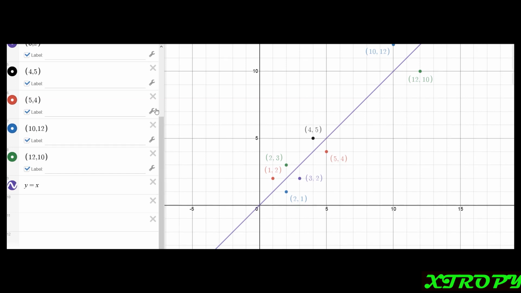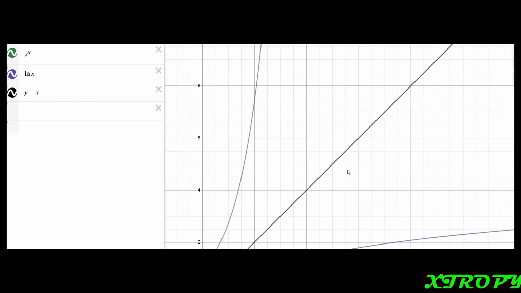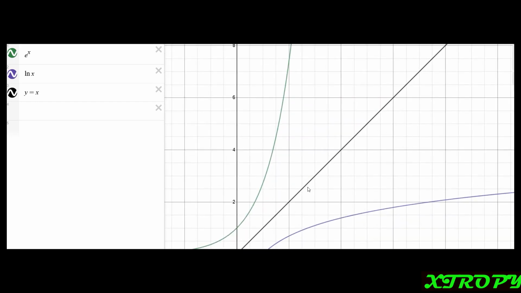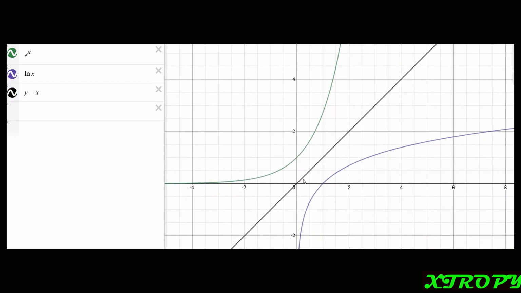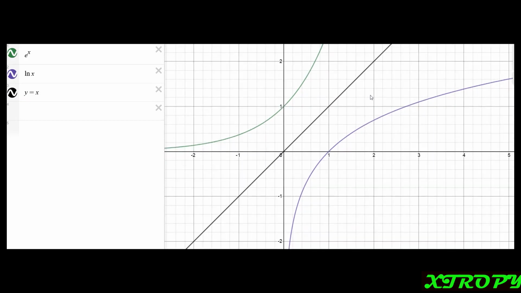Now let's take the example of the exponential curve and the logarithmic curve. You can see this green curve over here is the exponential curve. It is the curve of y equals e^x, and this blue curve is the curve y equals ln x. So these are actually the inverse functions of one another, and you can see that these are just the mirror images of each other. I think this graphical explanation is making things quite a bit clearer to you.